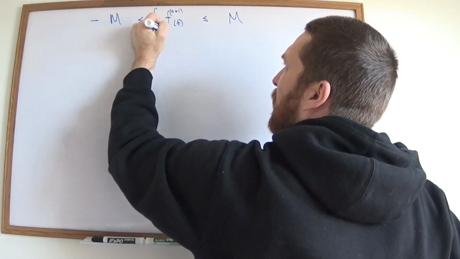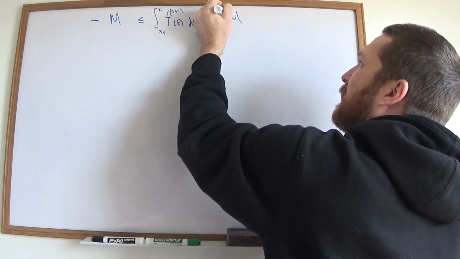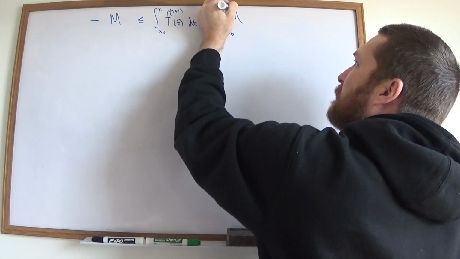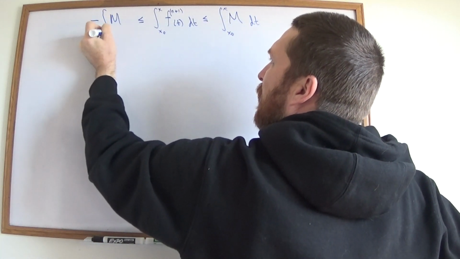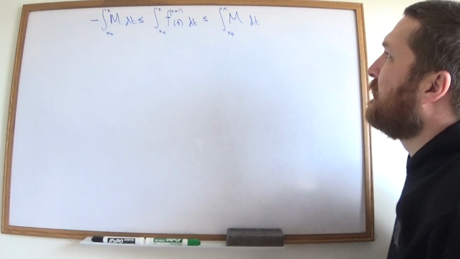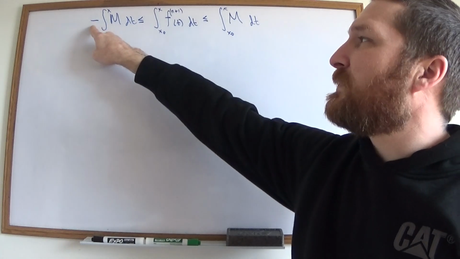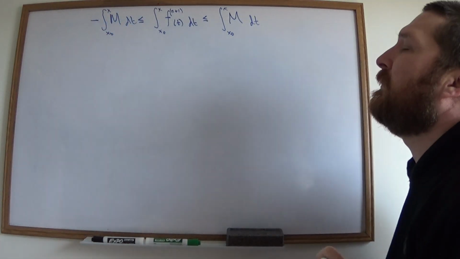So we go from x0 up to x dt. We're going to do the same thing here, from x0 up to x dt. And here, from x0 up to x dt. Now I just left the negative on the outside. We could do that, right? It's a constant. We could pull it out.